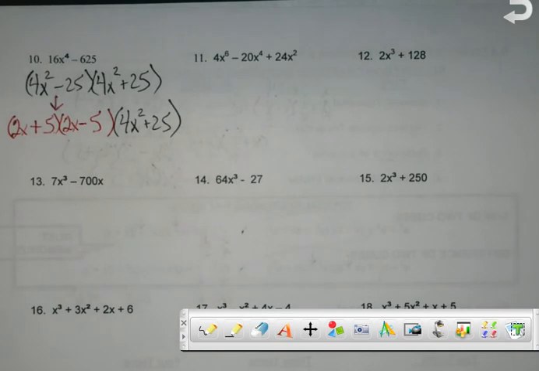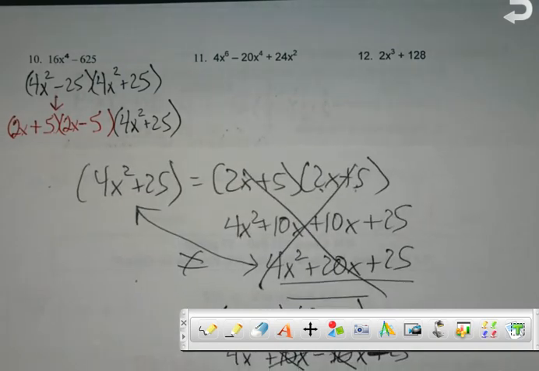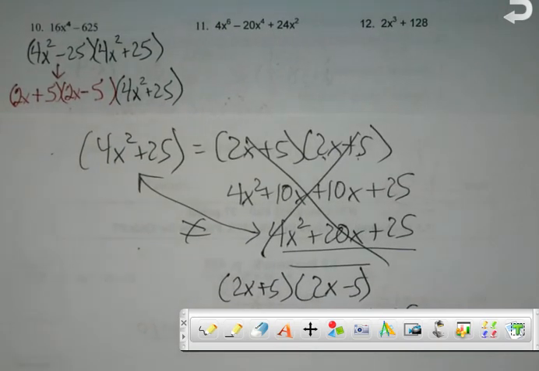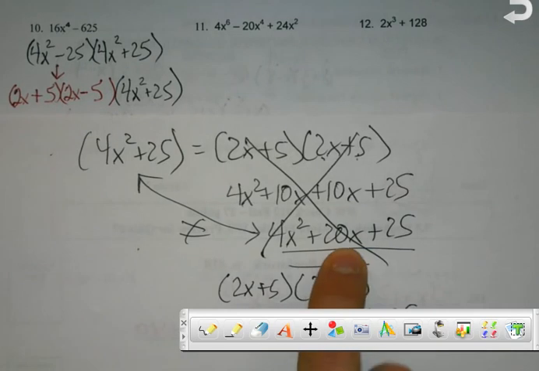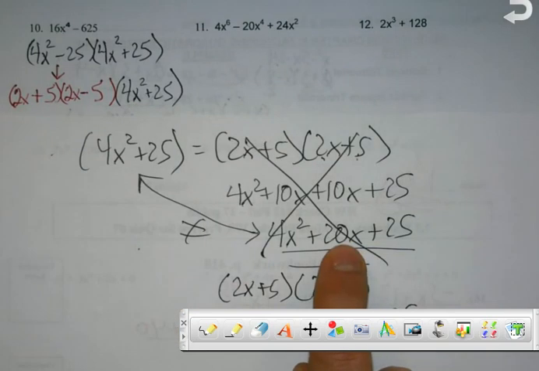Because on squares, it's always going to be the difference. It's always the one with the minus. Because if I tried, just to let you see here, if I were to break down 4x squared plus 25 into plus and plus, notice what happens. I end up with a plus 20x in the middle. Well, I don't have a plus 20x in the middle here. So I have to say, oops, I can't do this one anymore.